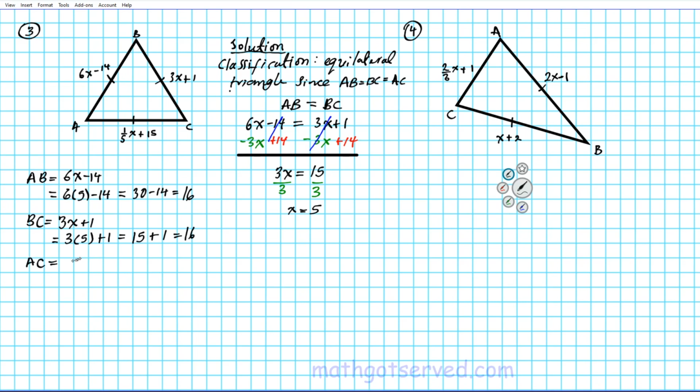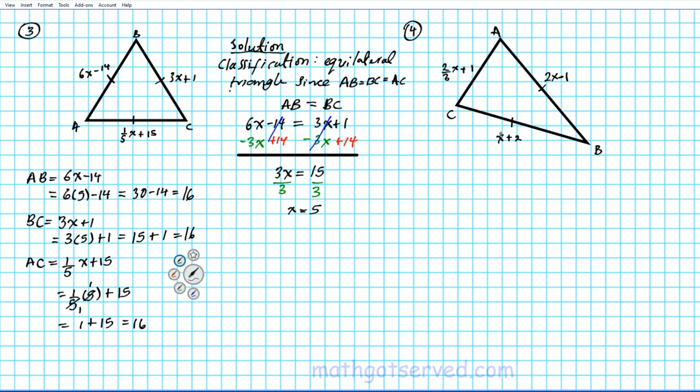The third side, AC, is 1/5 x plus 15. All right, we plug in 5, so we have 1 over 5 times 5 plus 15. All right, let's simplify this. 5 goes here 1, 5 goes here 1. 1 times 1 over 1 is just 1. 1 plus 15 is 16. So this works perfectly because all 3 sides are the same, which agrees with the classification of this triangle as an equilateral triangle.